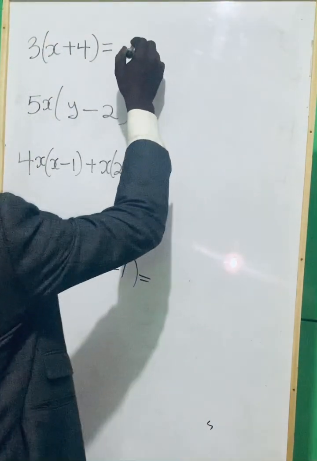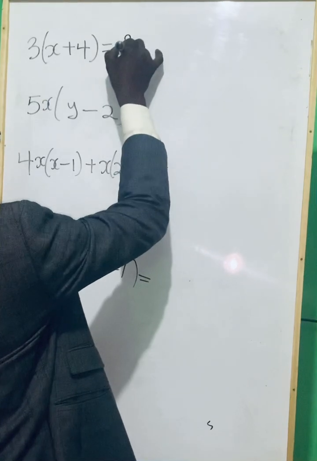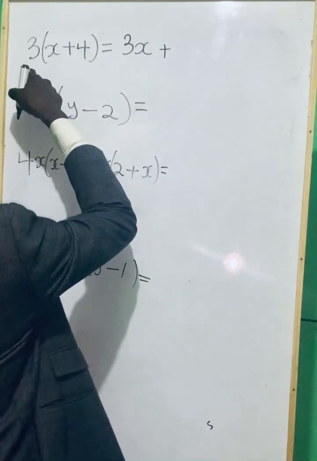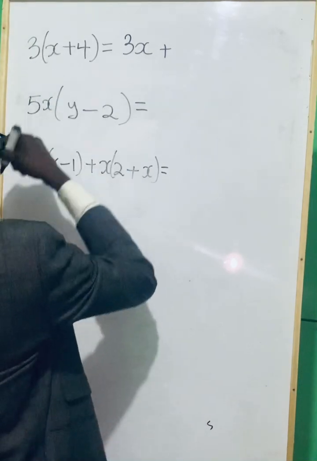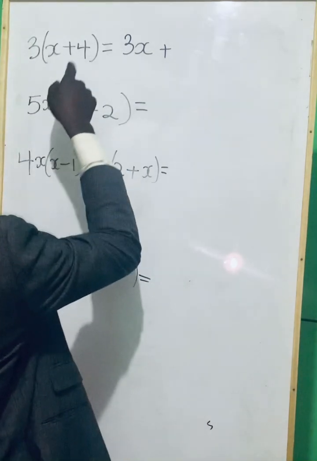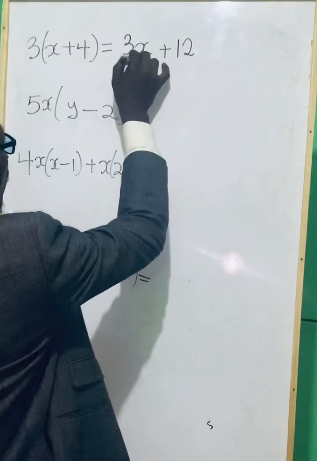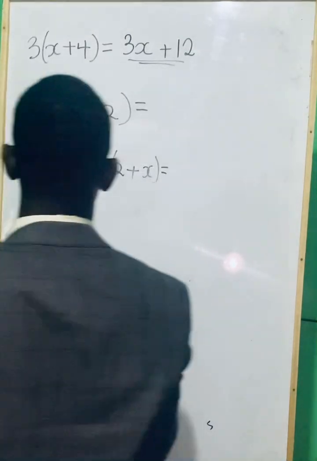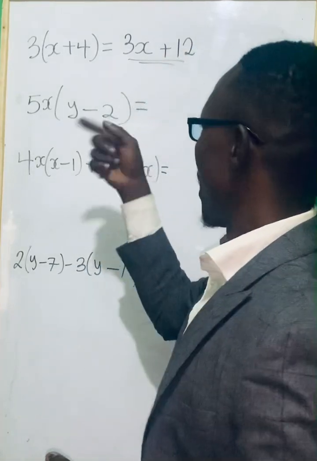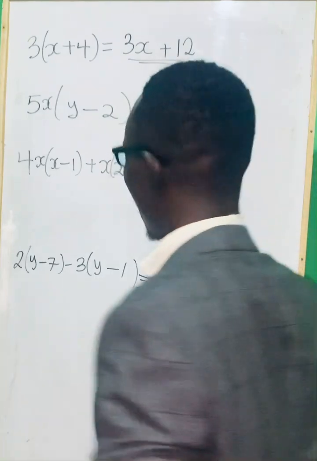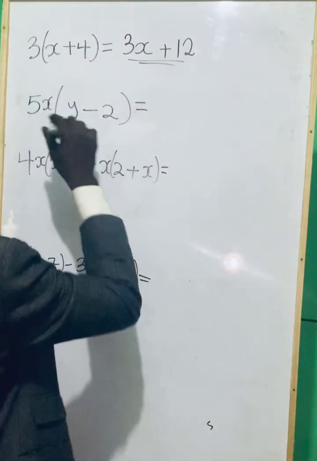All right, so here we still have 3x plus 3 times positive 4, which is going to give us positive 12. That's the first one. 3 times x is 3x, and 3 times 4 is going to give us what? 12. All right, shall we continue on the second one?